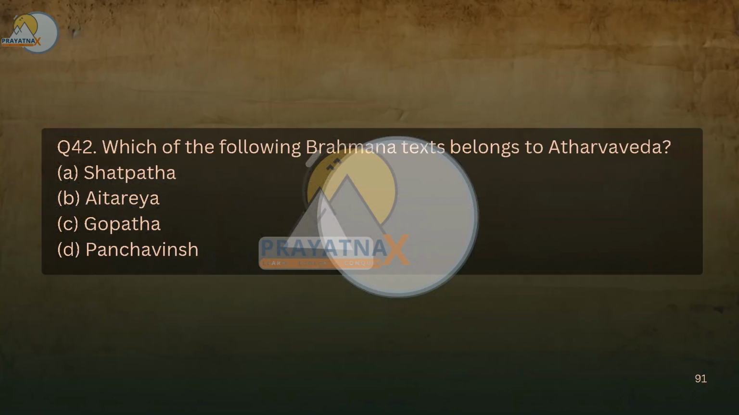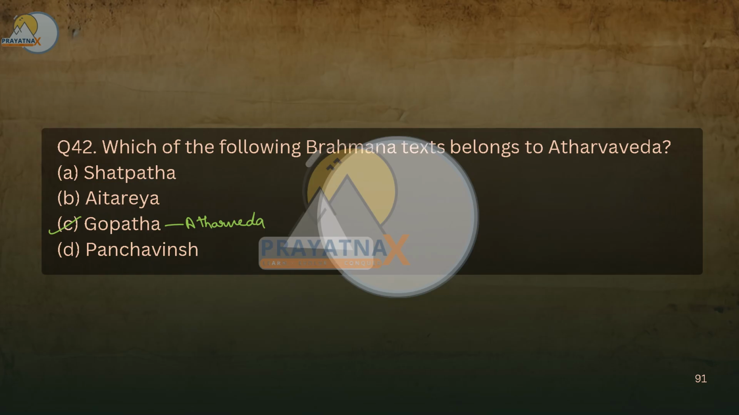Now, moving on. Which one of the following Brahmana texts belongs to Atharvaveda? The options are Shatapatha, Aitareya, Gopatha, and Panchavimsha. If you look at the options, Gopatha Brahmana is the only Brahmana which is associated with Atharvaveda. Each of these contains only a single Brahmana. These basically contained text in prose format describing the Vedic rituals.